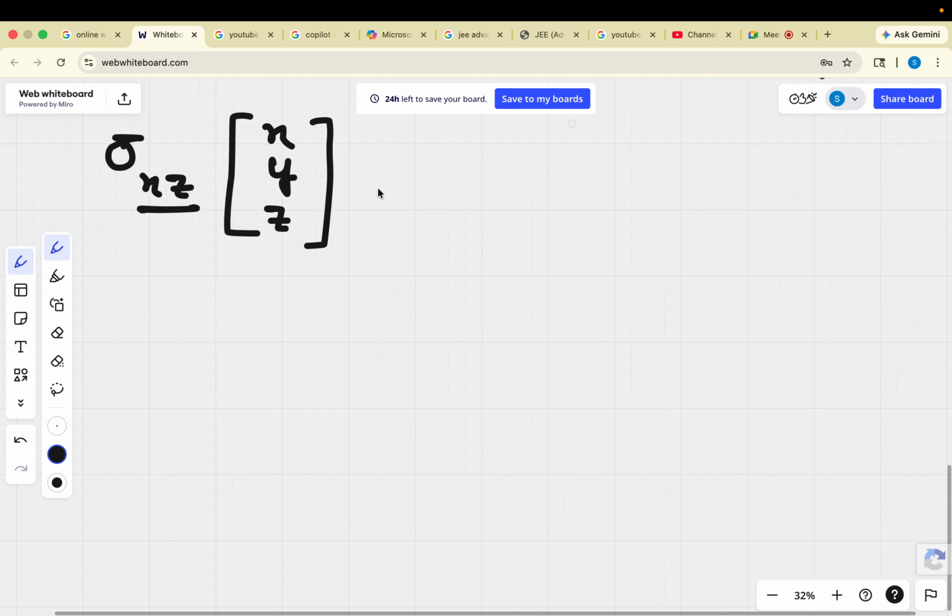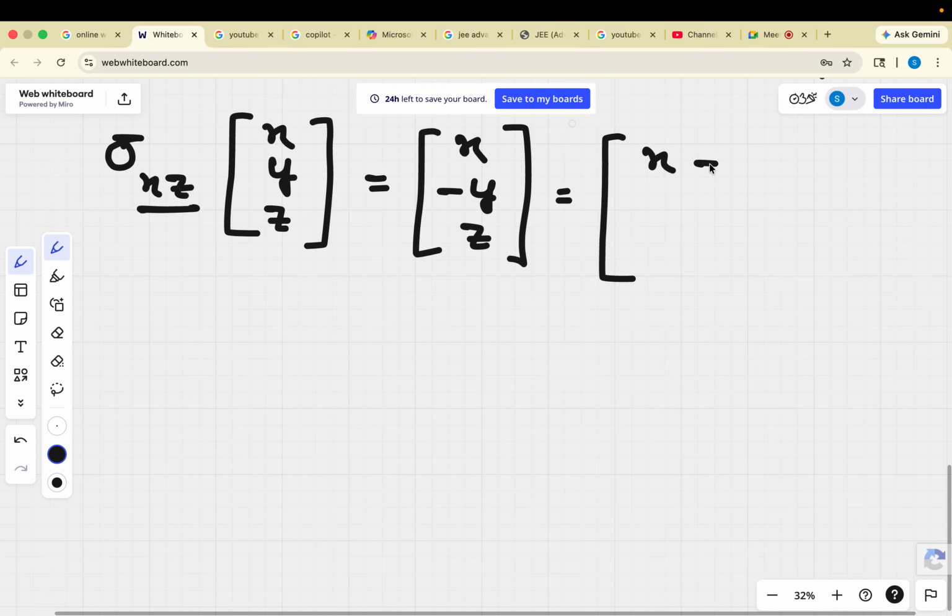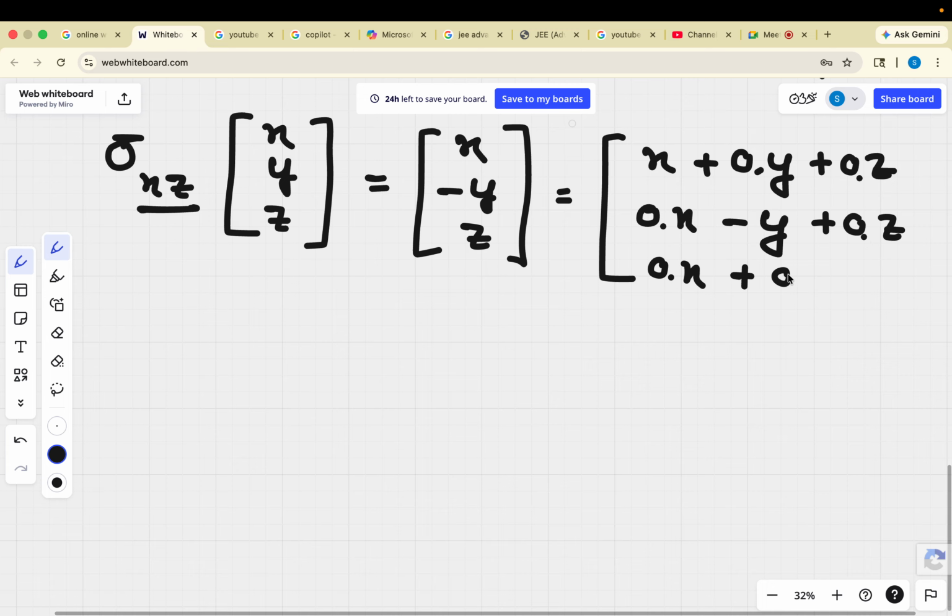Okay, y will change. So if you operate this operator on xyz, you will get x minus y z, you will get this matrix. If I have to represent it, I get x plus 0 into y plus 0 into z. Next I have 0 into x minus y plus 0 into z. Next I have 0 into x plus 0 into y plus z.